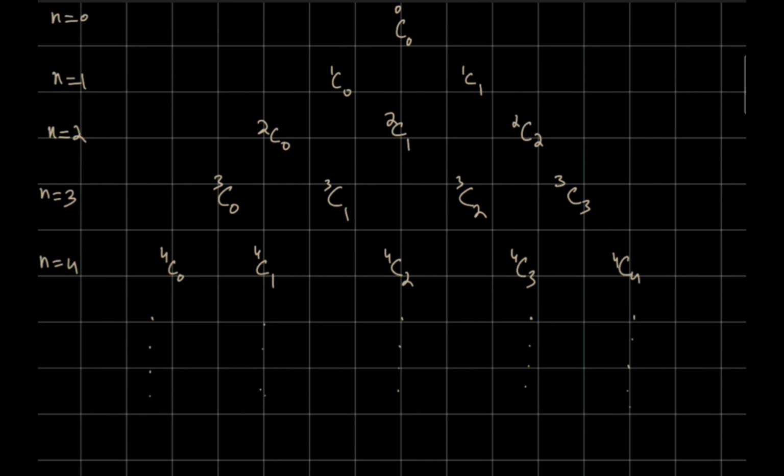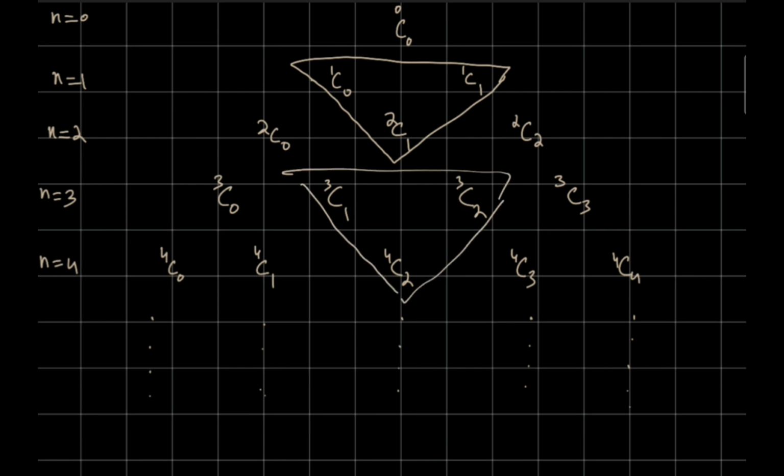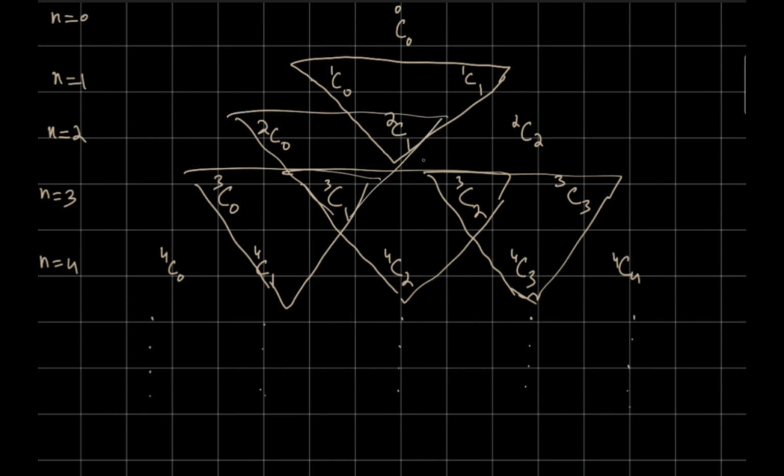But now I am interested to find these values. 0c0 is just 1. This is 1. This is 1. But interestingly, you can see the relation of these triangles. This is a triangle, you can also see this triangle, here we have another triangle, this is also a triangle, this is also a triangle. So all of these are triangles. That's why we call it Pascal's triangle.